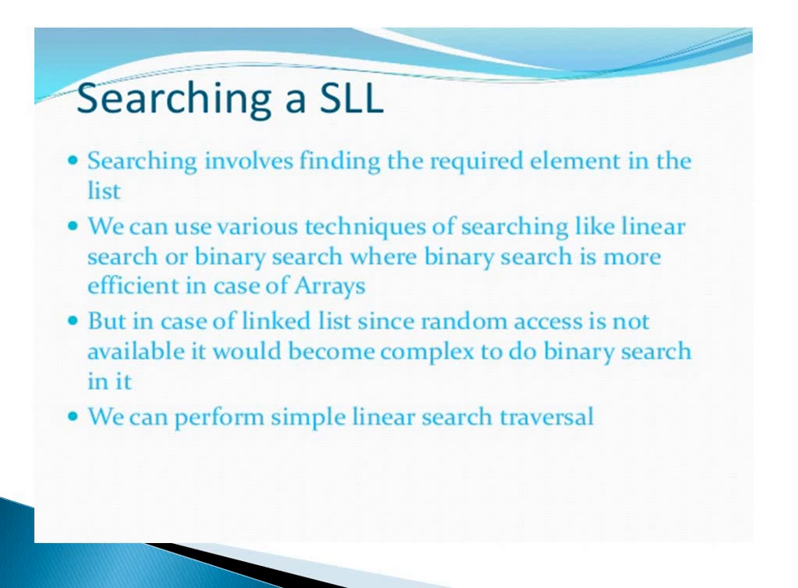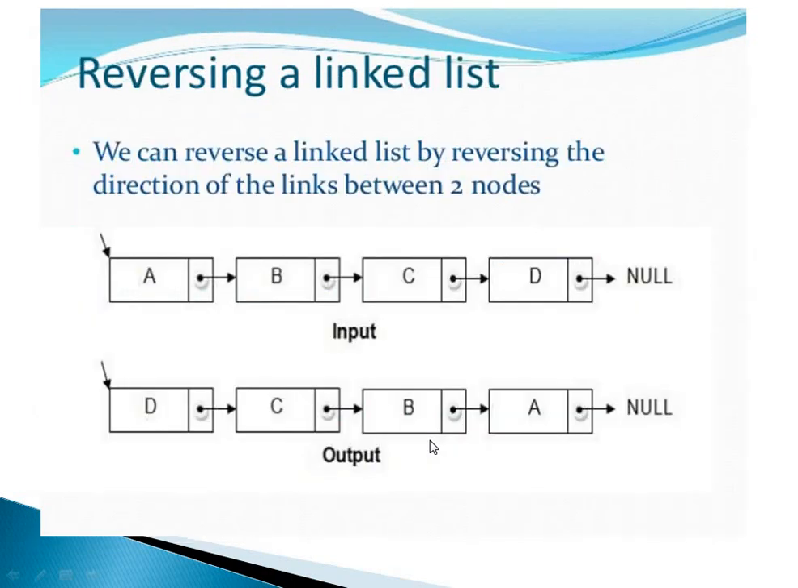Another operation for the single linked list is that we can search for an element in the single linked list. Searching involves finding the required element in the list. We can use various searching techniques, like linear search or binary search. In the case of a linked list, we can find the elements randomly, or we can also find the element in a sequential manner. We can perform simple linear traversal techniques.